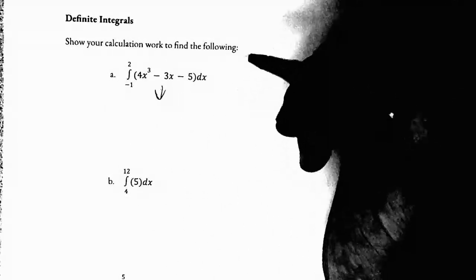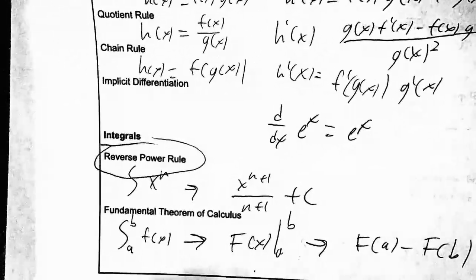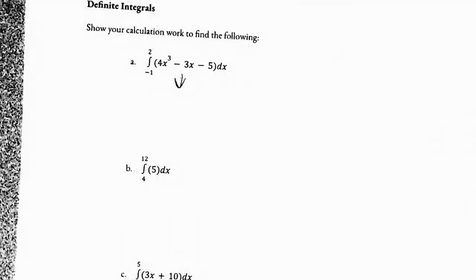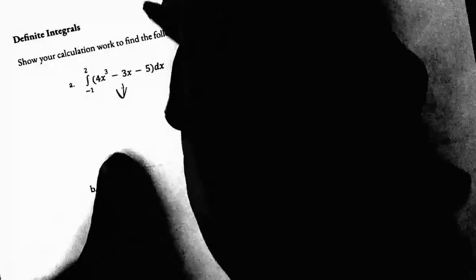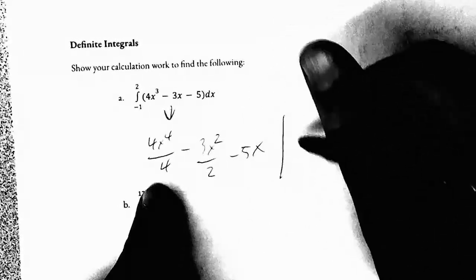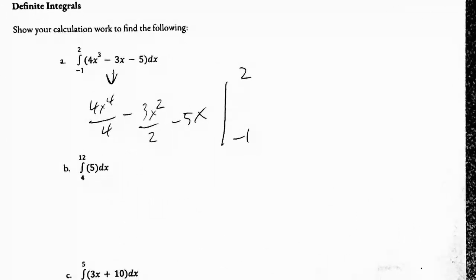Okay, integrals. Good. All you need to know for these is the reverse power rule. So first step is to take the antiderivative. This is right here, fundamental theorem of calculus, part 2. Integral of x to the third, you add 1, divide by that number. So we're going to get 4x to the fourth over 4 minus 3x squared over 2 minus 5x, all from negative 1 to 2.